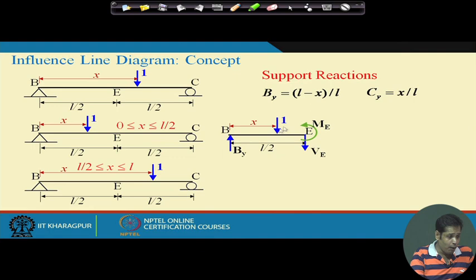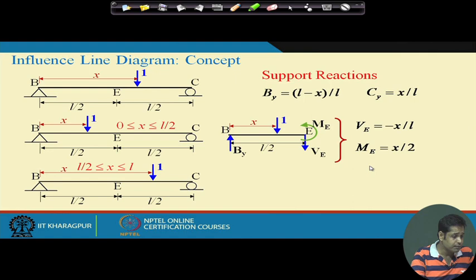Now, from this free body diagram we can apply the equilibrium condition. If you apply summation of forces equal to 0 and summation of moments equal to 0, then we get VE, the shear force, is equal to this and ME is equal to x by 2. This exercise we have done many times, so I believe you can do this.